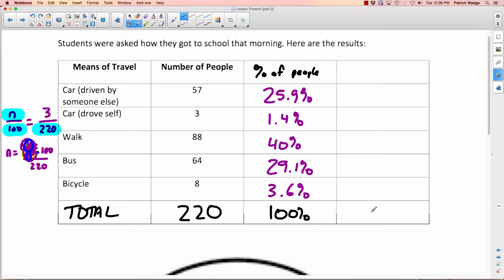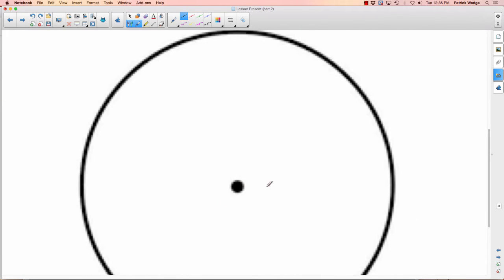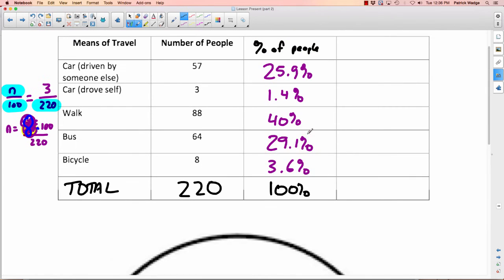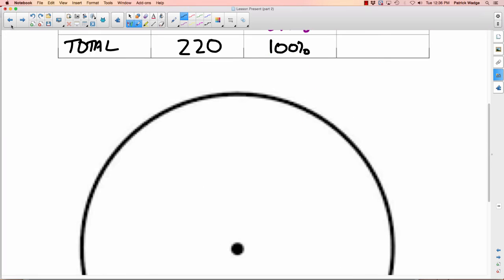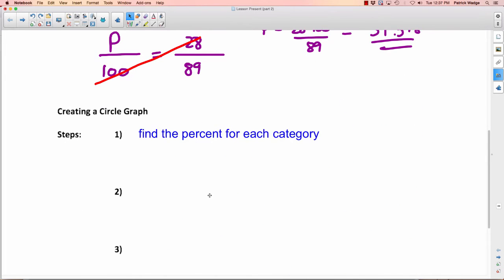Okay, so we have our percents. What's the last column? What do we do now? Well, now we've got to figure out how big do we make each piece of the pie, right? So obviously the one that is 40%, the walking 40%, is going to be a lot bigger than the one that's the car being driven by self. But how much bigger? So for step 2, we've already figured out the percentages.